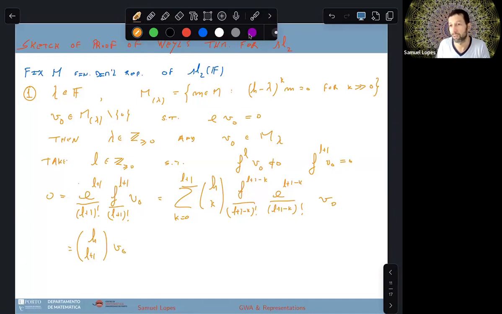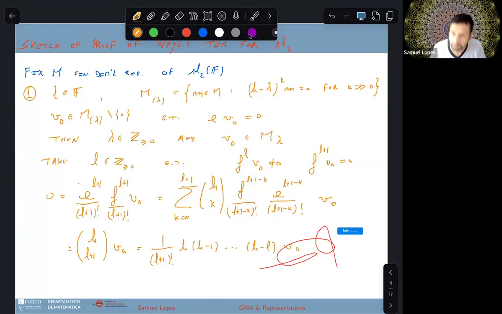Okay, so now I need to reveal what I mean by this H choose L plus 1. Well, it's exactly as if it were a binomial number, right? You divide by L plus 1 factorial, and you have H multiplied by H minus 1 up to H minus L, where H is not a number but an operator, acting on V0. Okay, so now this element must be 0.